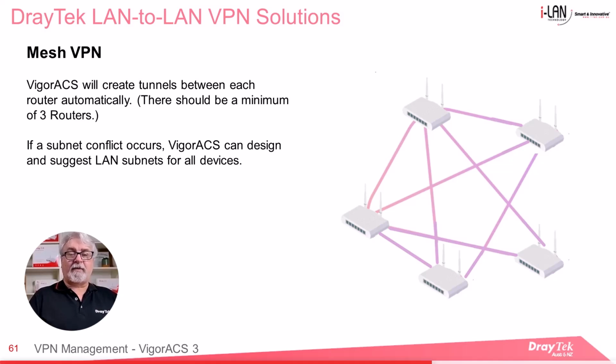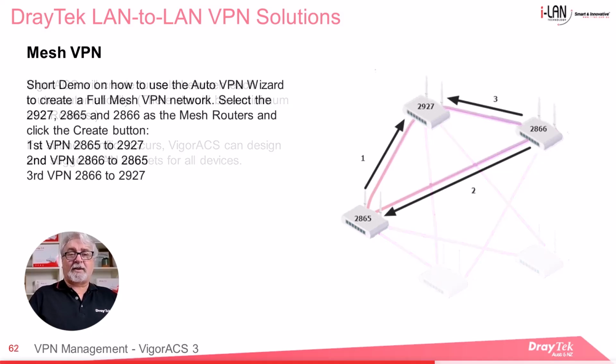The SD-WAN Auto VPN wizard makes the process simple. Even if a subnet conflict occurs during the setup, ACS 3 can design and suggest LAN subnets for all devices to get around it. Let's take a look at that between three routers as a demonstration: a Vigor 2865, a 2866, and a 2927. Note that each router in this case will have a VPN connection to the other two routers.